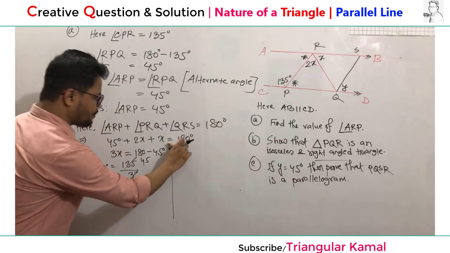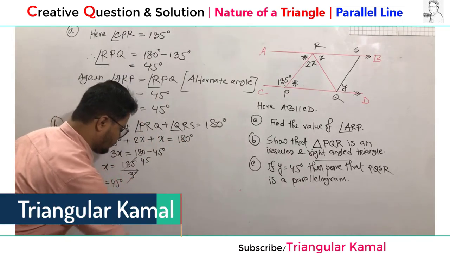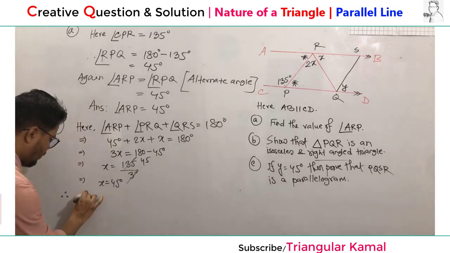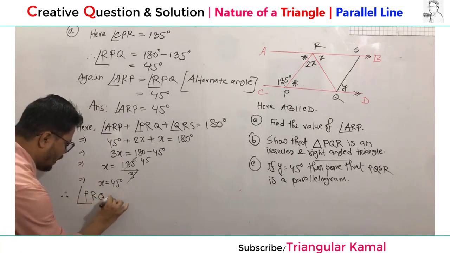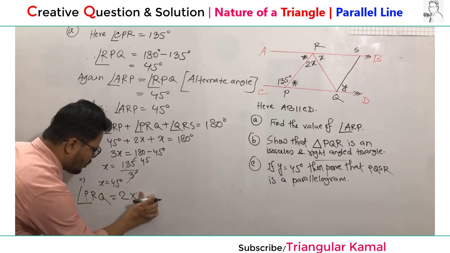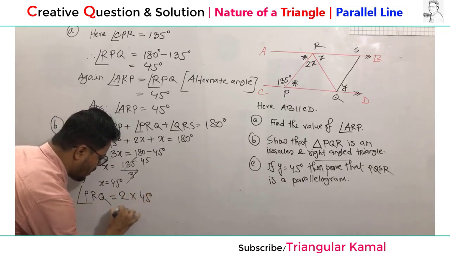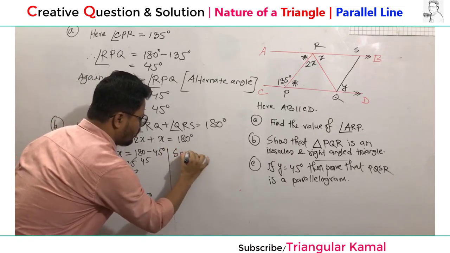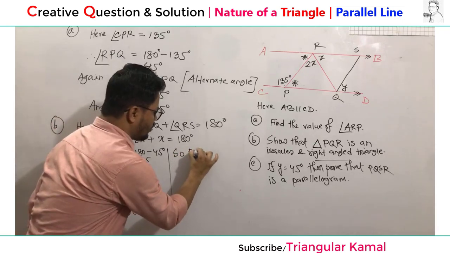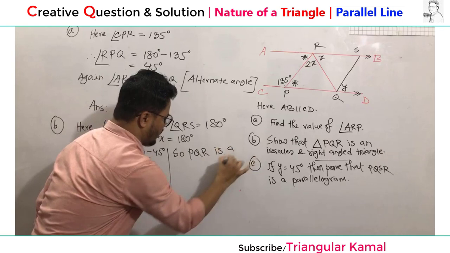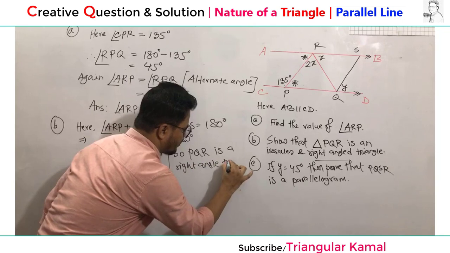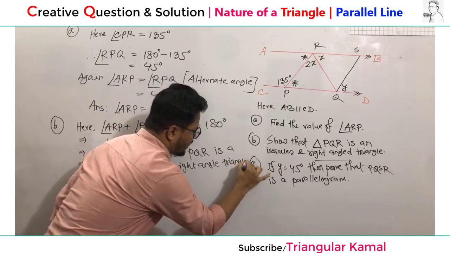So here, finally you can write here: angle PRQ equals 2 times 45 degrees, equals 90 degrees. So PQR is a right angle triangle. This is the first part.